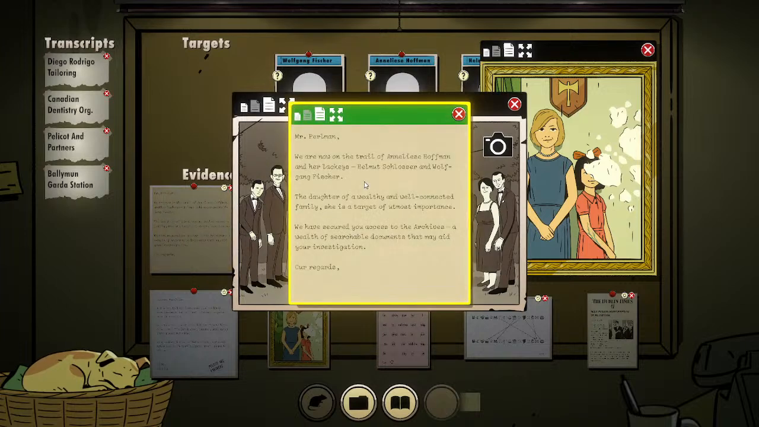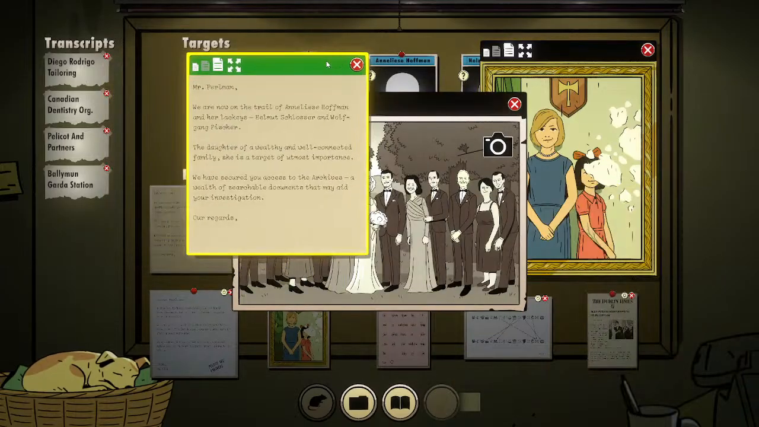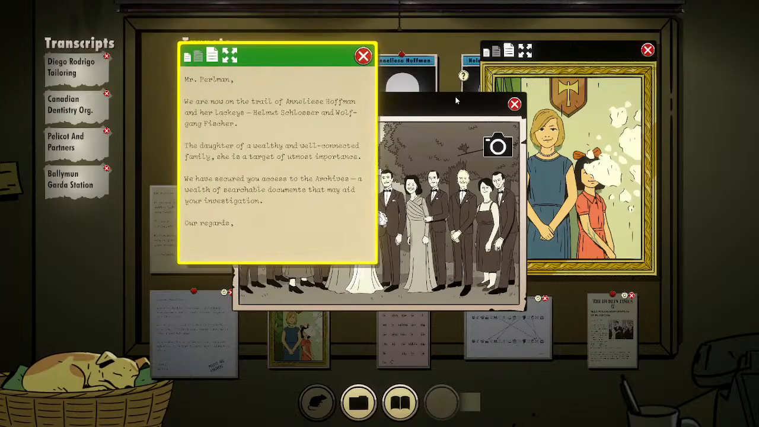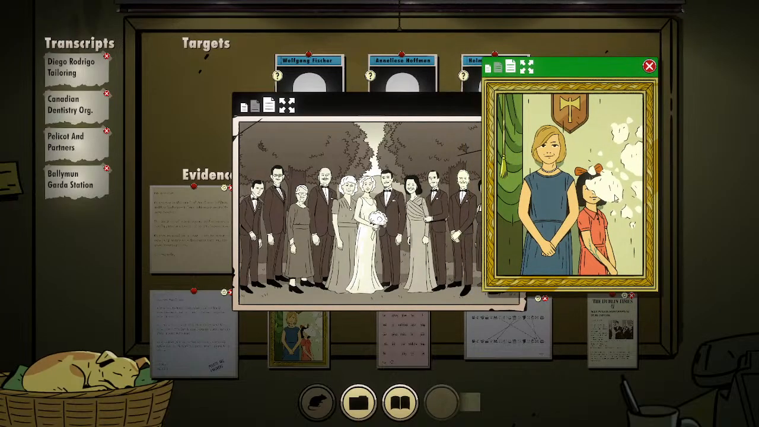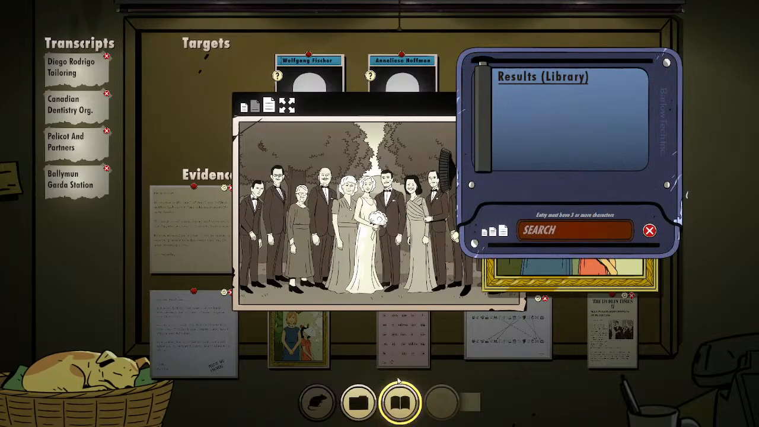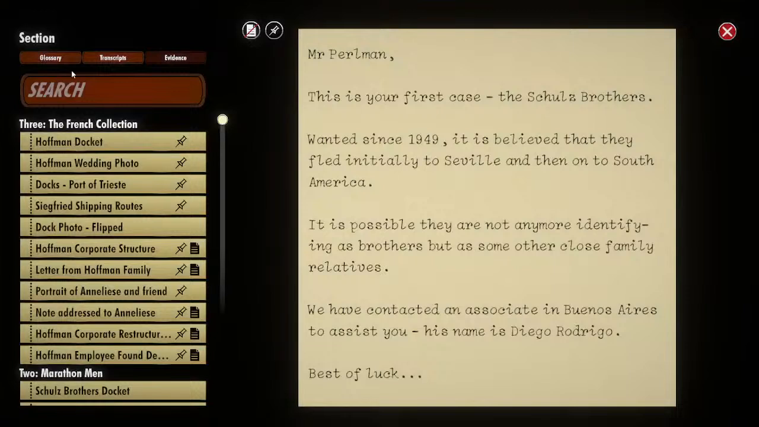Let's start with the beginning. Annalise Hoffman and Helmut Schlosser. She's a target of utmost importance, the daughter of a wealthy and well-connected family. So perhaps this is Annalise, but I'm not allowed to get her face from this one. She's got blue veins. I think this is going to be Annalise, isn't it? Can I perhaps look at some of my evidence?